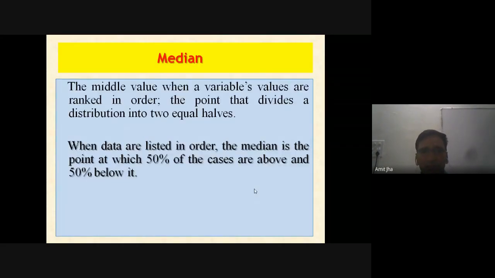Next, coming to the median, this is the middle value when a variable's values are ranked in order, in ascending or descending order. Say we have a data set of 10, and we have to find the median value. What we do is arrange it in either ascending or descending order. Then the middle value, which divides this order into two equal halves, is called the median. So the median is the point at which 50% of the cases are above and 50% below it.